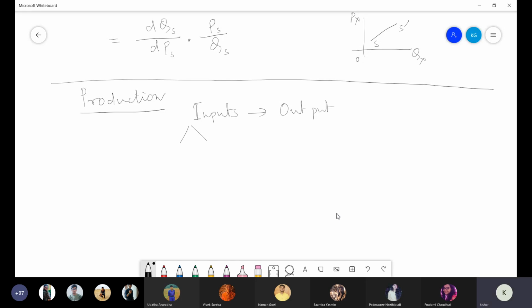production, you can say, is a process by which inputs are converted into output. Now, I already explained what I mean by inputs, and I gave examples also. But this production, we discussed under two different situations. One is long run and another is short run. Long run and short run.